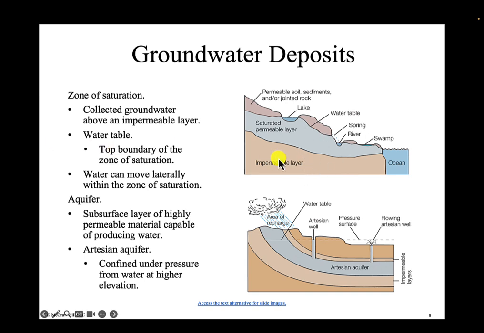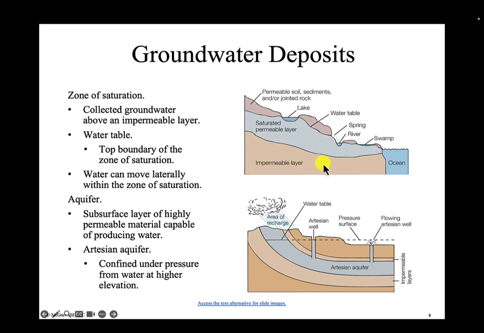The zone between this impermeable layer and the layer where the water is infiltrating is known as the zone of saturation. You've got to think that the groundwater is moving down into the soil until it reaches this impermeable layer, and then it forms that zone of saturation. So the zone of saturation is the groundwater collected just above the impermeable layer.